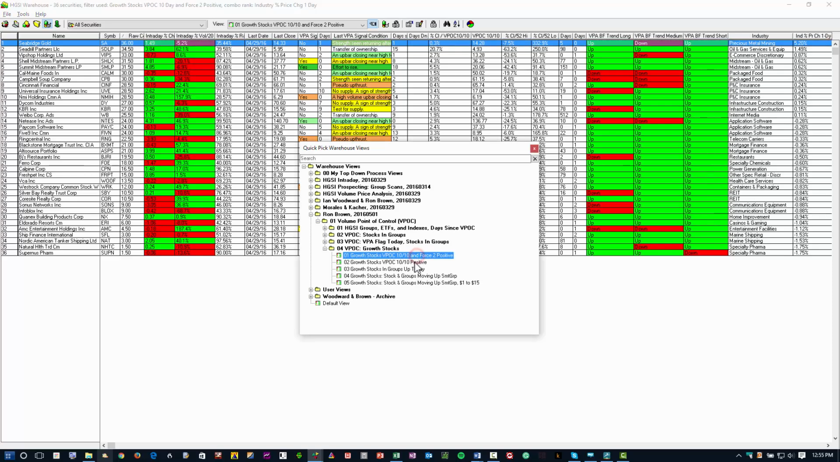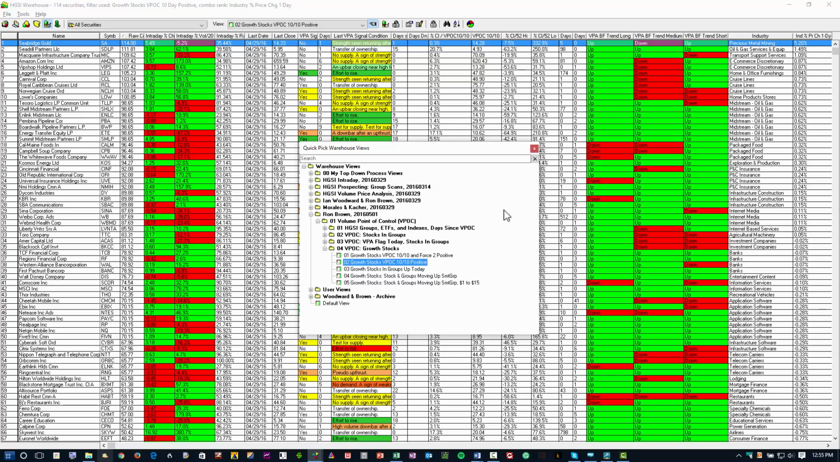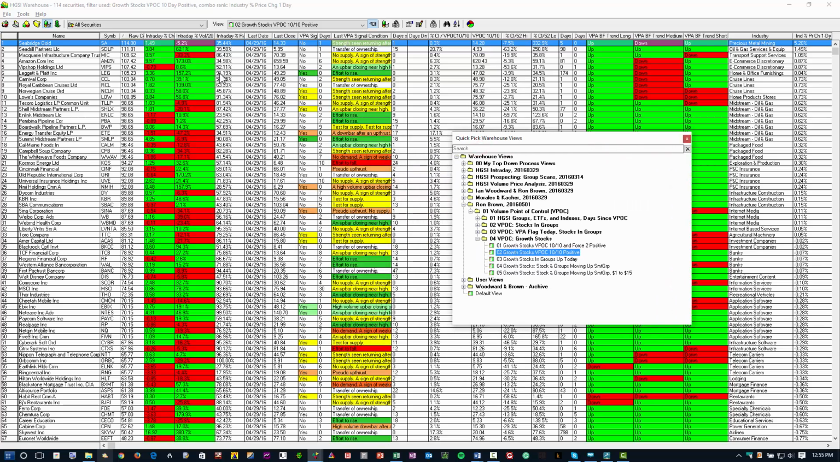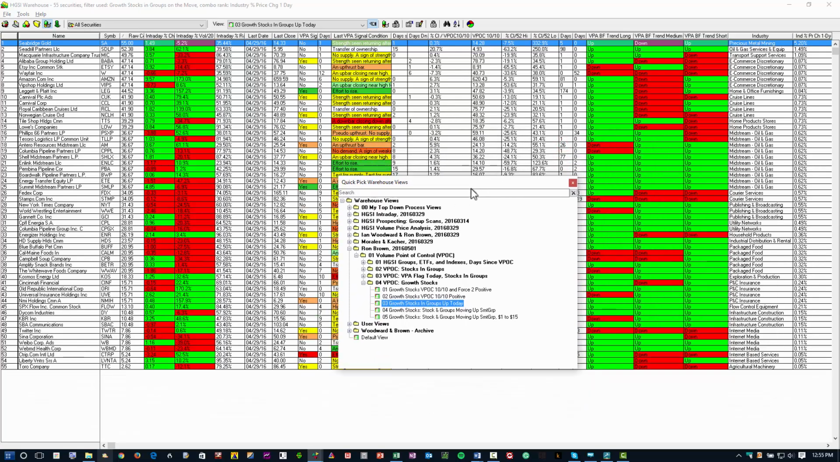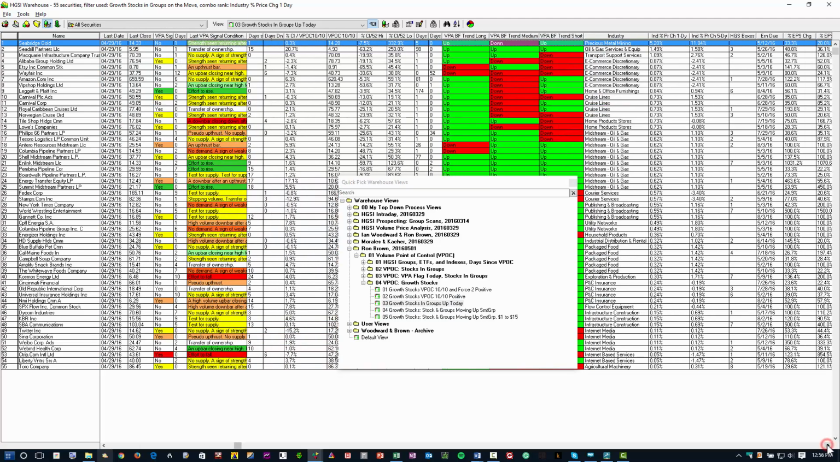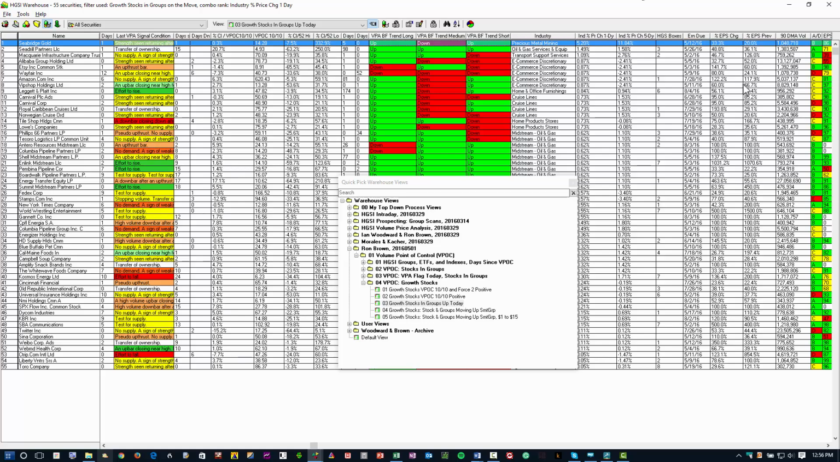So let's move on here. These are the 1010 and Force 2 positive. These are just growth stocks that are positive. This is all of them, and you can see there are 114 today. This is sorted by industry group also. These are growth stocks that moved up today. In other words, they have 20/20 as far as the two most recent quarters, plus they moved up today, so this will help you find growth stocks on the move. You can see that all of these qualify.